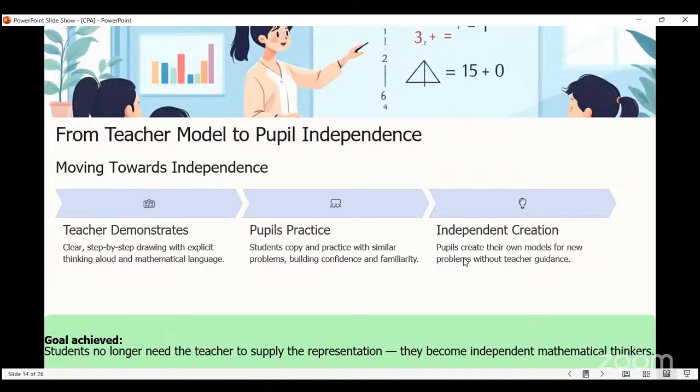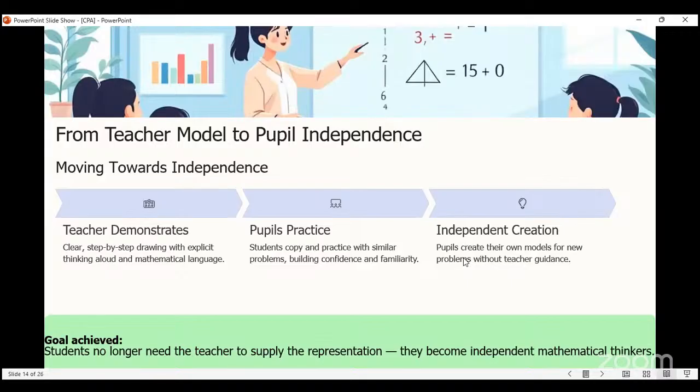If you're moving towards the model, you need to show the students clear step-by-step drawing with explicit thinking aloud and mathematical language. You will be using the correct vocabulary to describe what you are doing. After which the pupils practice. The students copy and practice with similar problems that the teacher has done to build confidence and familiarity. After which they now independently create their own models.